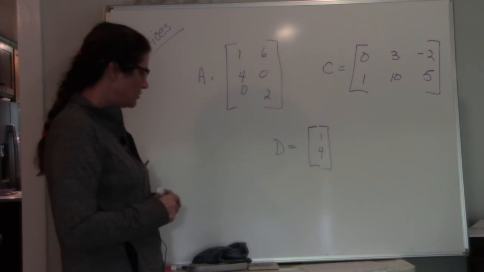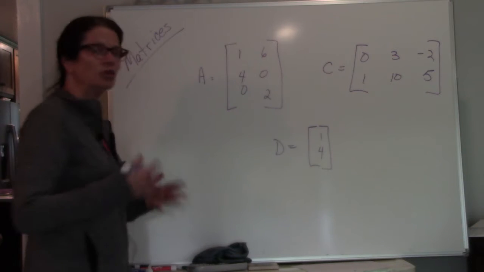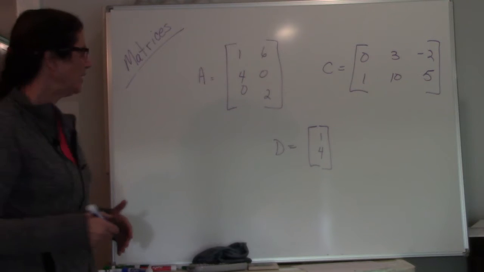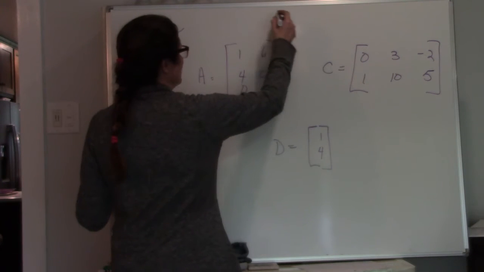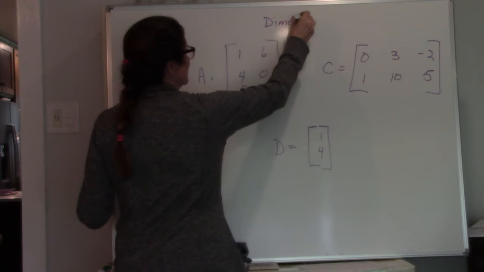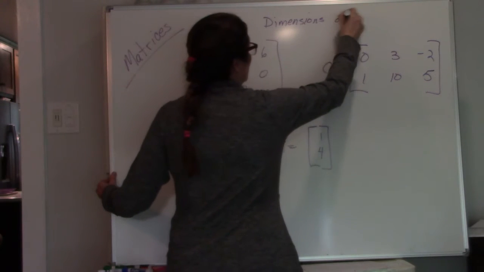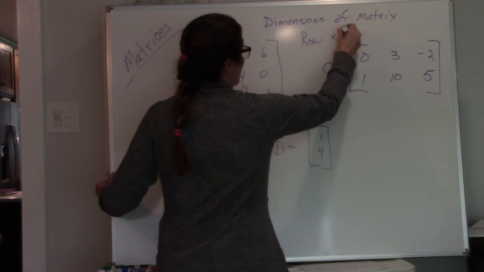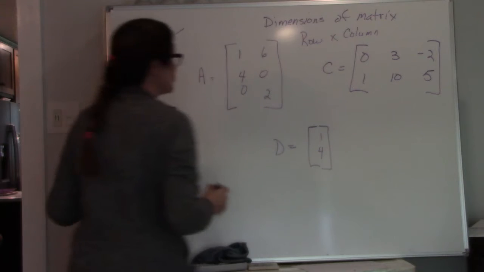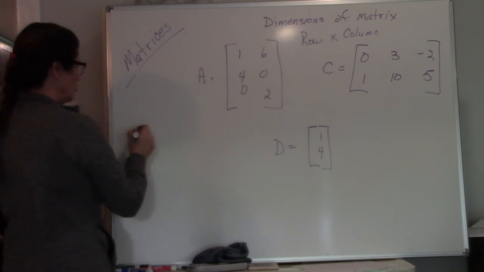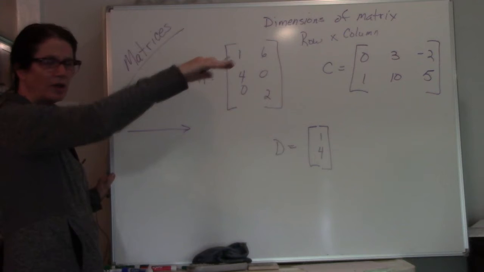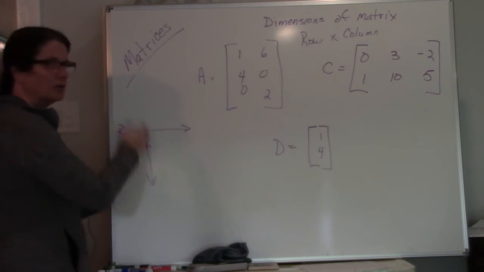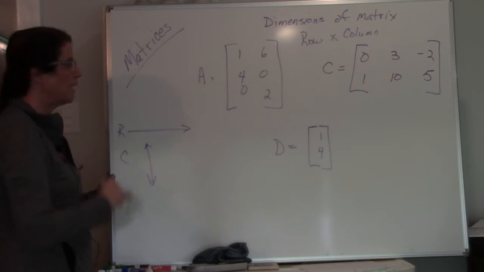So a matrix is always named by its dimensions, okay? The dimensions of a matrix, or how it is named, is always in the order row by column. All right, so if you need a reminder, a row is what goes across. It's that horizontal line. This is a row. A column is, think of it like a column on a building, right? It's the vertical, it's the up and down.